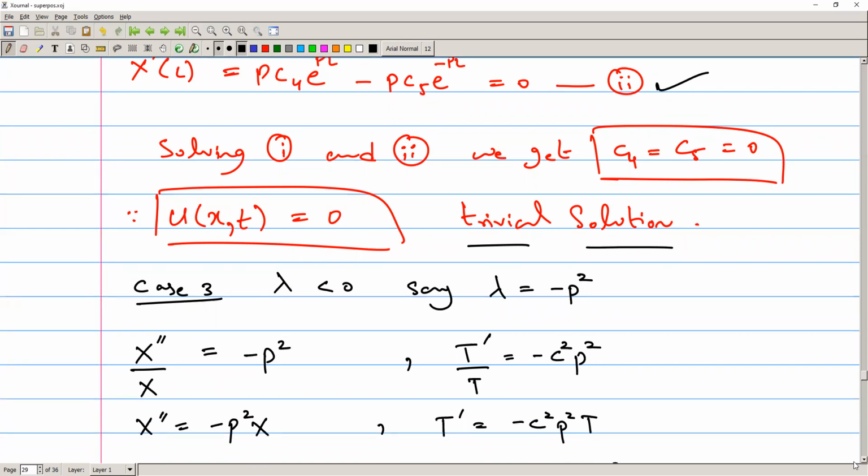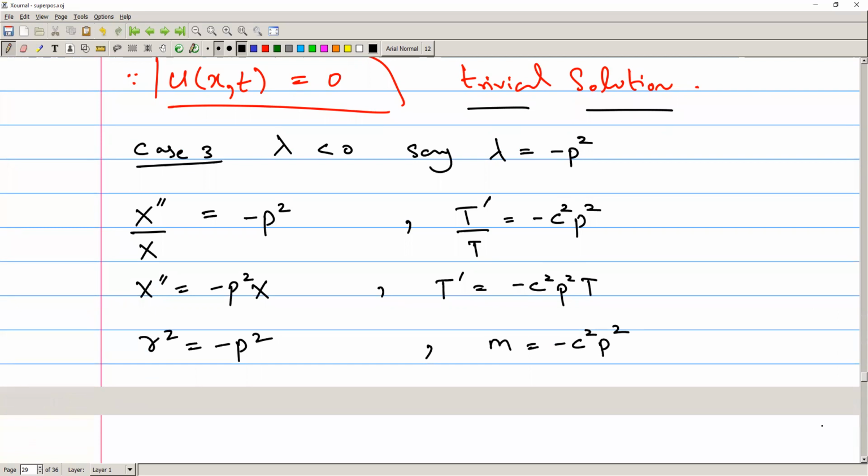Now we will talk about case 3, that is lambda is less than 0, right? For lambda to be less than 0, we should use a negative constant. So we use negative p square, right? So it will always be negative. Whatever value we give to p, it will always be negative, right? So again, we have generated two differential equations, and again, we will solve these differential equations.